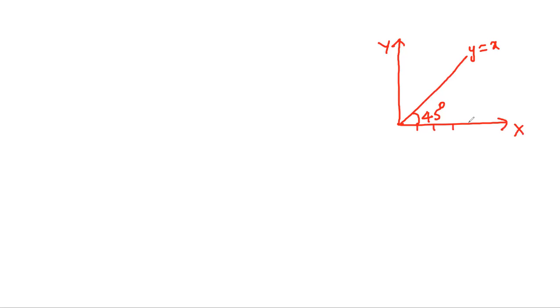In the Cartesian system, you can mention values 1, 2, 3, 4, 5 on the x-axis, and on the y-axis also 1, 2, 3, 4, 5. Now this point indicates x axis 1, y axis 1, and this point indicates x axis 2, y axis 2. This point indicates x axis 3, y axis 3. This point indicates x axis 4, y axis also 4. That's the reason y is equal to x is exactly a 45 degree angle.